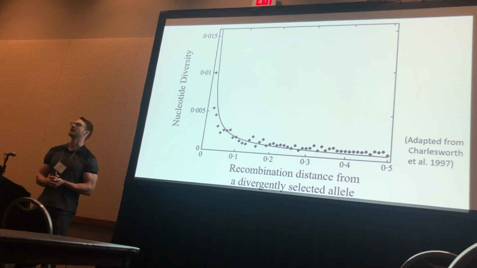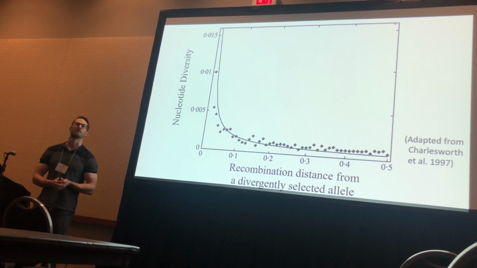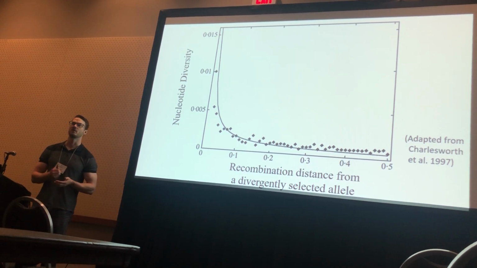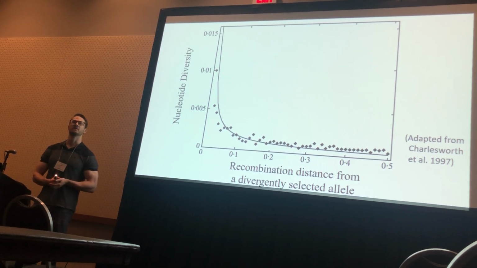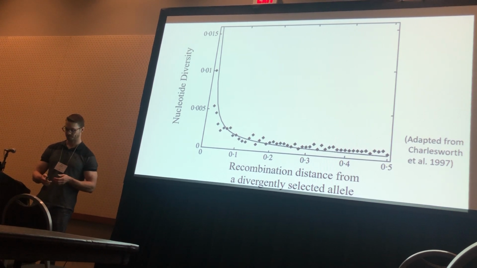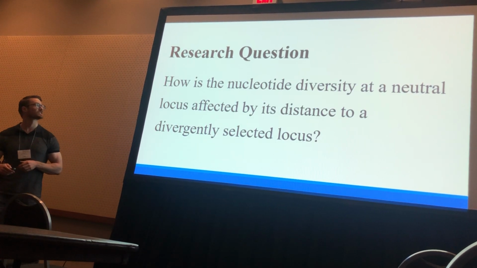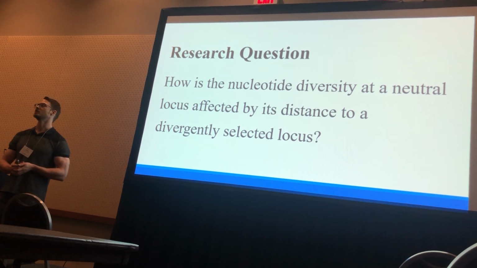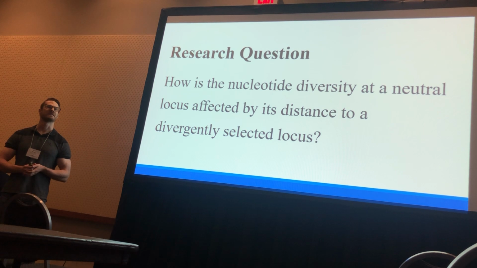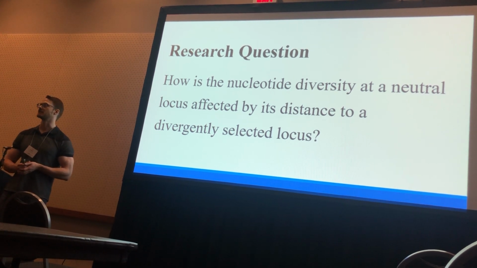So here's the puzzle then. If selective sweeps erode diversity, and local adaptation can apparently increase diversity, what kind of nucleotide scale patterns should we be expecting across the genome? My research question more explicitly then was, how is the nucleotide diversity at a neutral locus affected by its distance to a divergently selected locus?